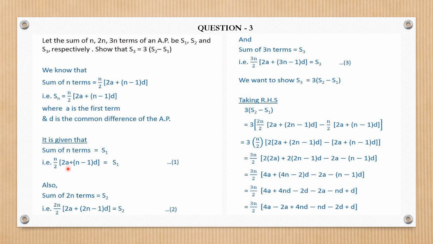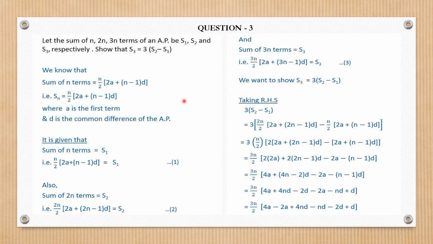Sum of 2n terms. 2n terms is 2n by 2, 2a plus, I will replace this n by 2n, 2n minus 1 d. This is S2. Similarly, for 3n terms, it is S3, that is 3n by 2, 2a plus 3n minus 1 d equal to S3.